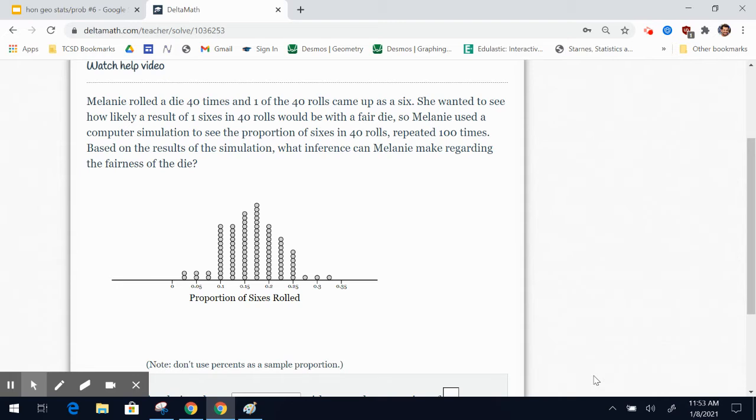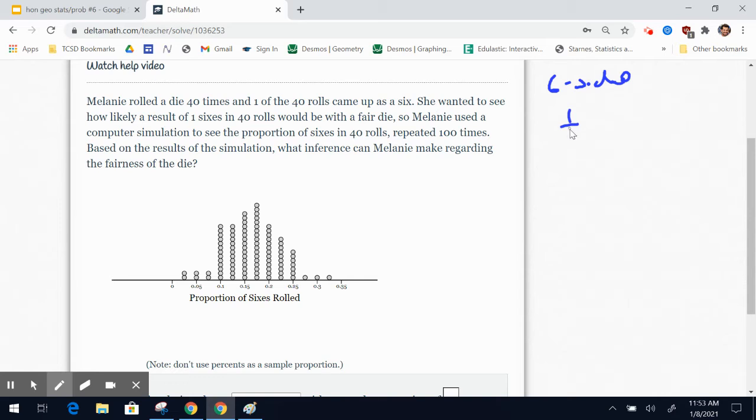She wanted to see how likely a result of 1 six in 40 rolls would be with a fair die. So Melanie used a computer simulation to see the proportion of 6s in 40 rolls, repeated 100 times. Based on the results of the simulation, what inference can Melanie make regarding the fairness of the die? So we have to think about a die, right? A die is usually 6-sided.